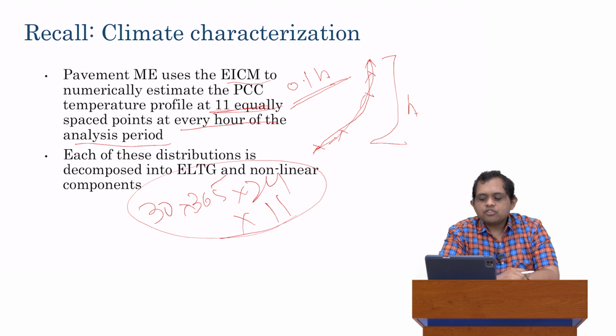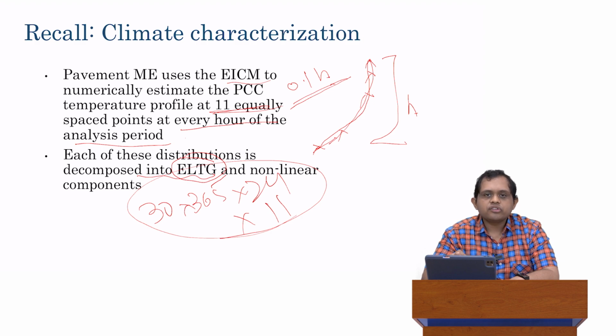Now, each of these distributions is a nonlinear distribution. What further happens in the EICM is these nonlinear distributions are then decomposed, as we talked about just now, into an equivalent linear temperature gradient. It's the ELTG term. You see me use this once in a while. It's used in a lot of literature. So, let me just write it down. I don't think I defined this before.